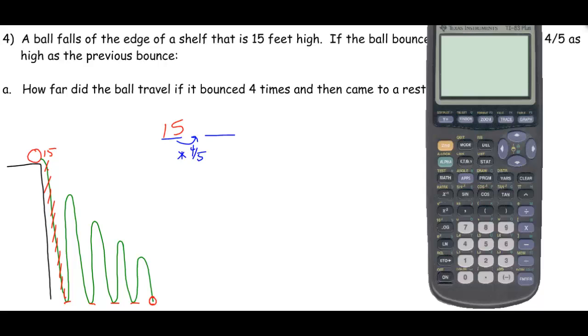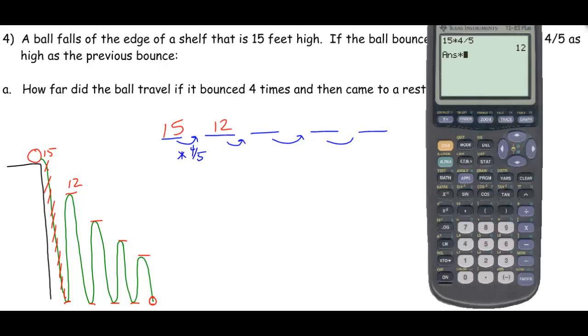So we're going to have 15. Alright, so let's clear this out. 15 times 4/5, and you get 12. So that means that this height is 12. Okay, and then we know we're going to keep doing that. So we're going to do that 1, 2, 3, 4 times. So again, I'm going to multiply by 4/5, multiply by 4/5, and then multiply by 4/5 to get my heights.